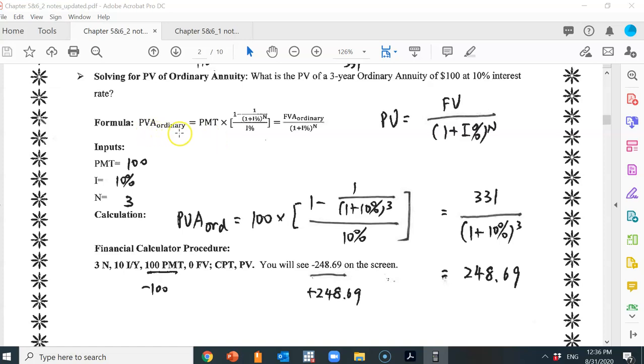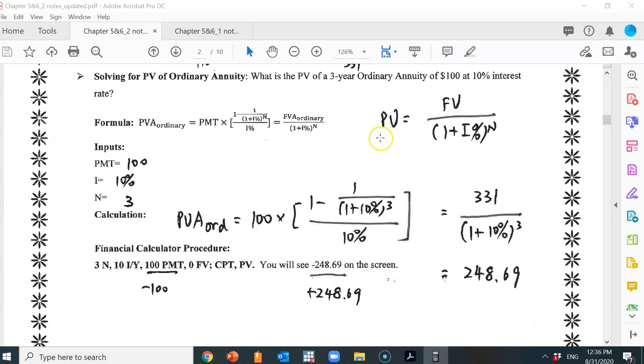Present value of ordinary annuity, PVA ordinary, equals payment multiplied by 1 minus 1 over (1 plus interest rate) to the power of n, divided by interest rate. It is also the future value of ordinary annuity divided by (1 plus interest rate) to the power of n, because any present value is future value divided by (1 plus interest rate) to the power of n. Remember, this is the present value of a lump sum formula.